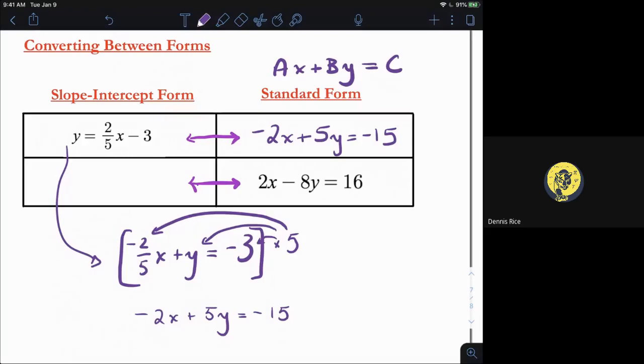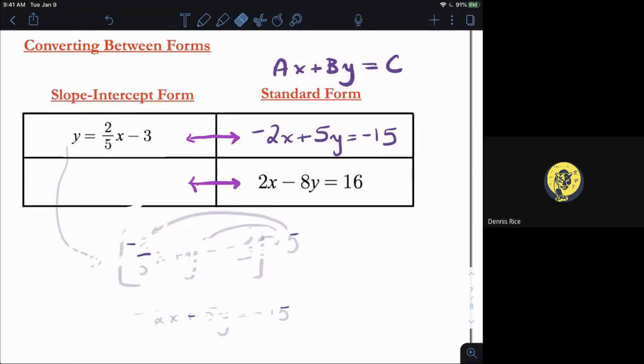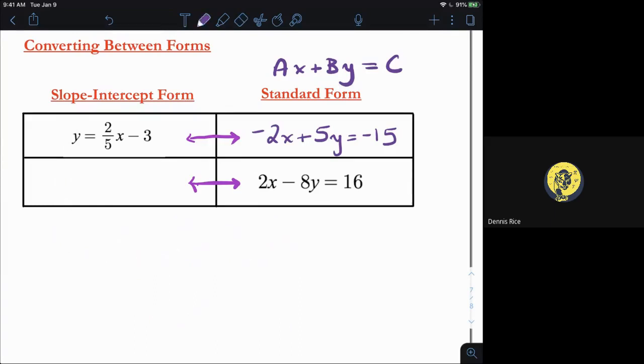Okay. And then last one, the bottom row. A little bit easier here. If I want to take this from standard form to slope-intercept, I want to get y by itself. Slope-intercept should look like this. So what I'm going to do is move the 2x to the right by subtracting it. That subtract 8y is now kind of like a negative 8y. I like to put the x first because that's kind of the traditional form that we have.